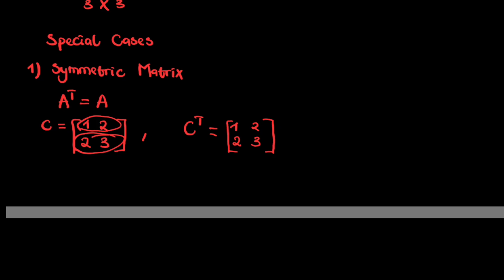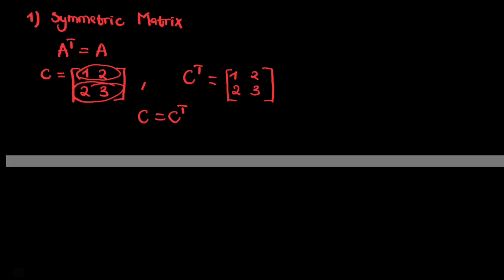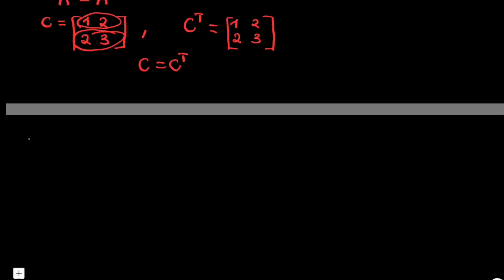And as we can clearly see, our original matrix is the same as our transpose matrix. That means this matrix is a symmetric matrix. Okay, that's for the first type. Now the second type, we have a skew symmetric matrix.